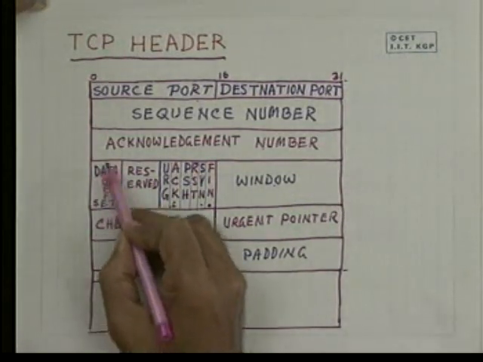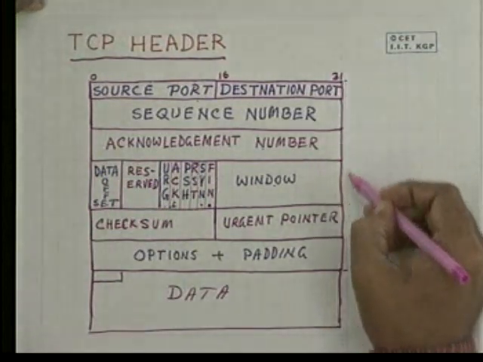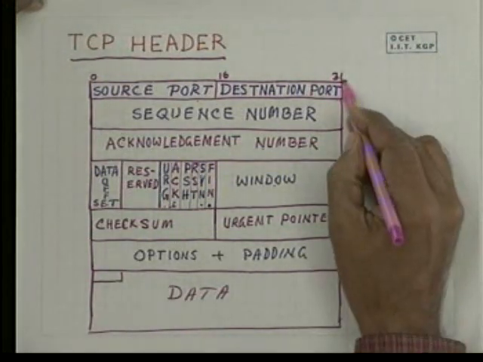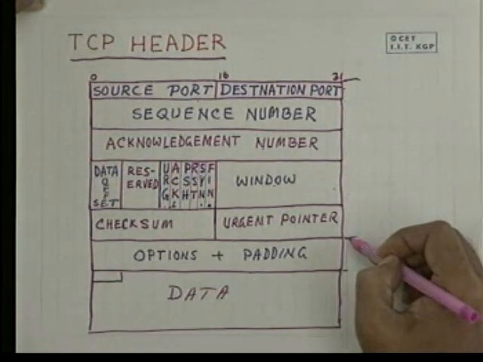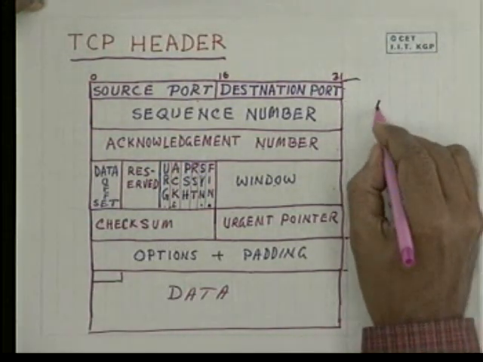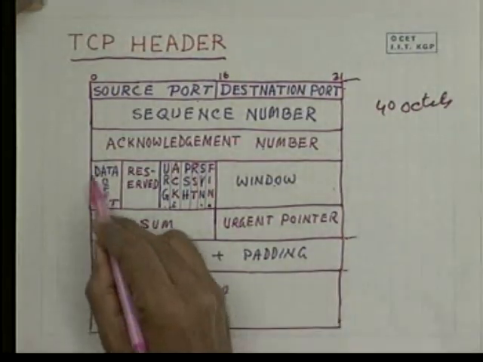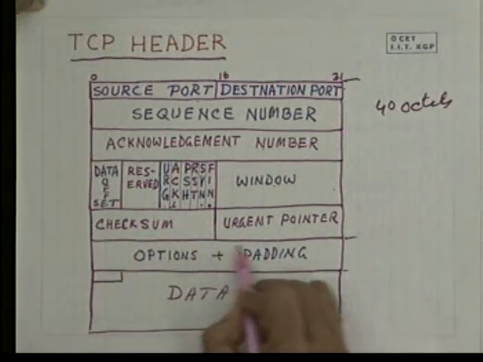Let us focus on the next component. This data offset is essentially the size of the header, the length of the header. This part is optional. So the minimum length is 1, 2, 3, 4, 5 words, or 20 octets. So the minimum value that is written here is 5. It can be more than 5 because of the options given here.